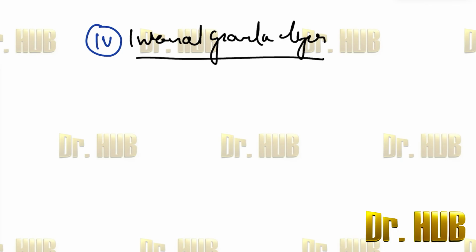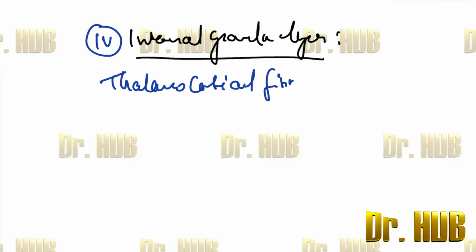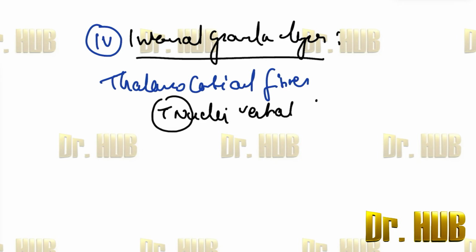Next we move on to the fourth and the fifth layer. So what happens in the fourth layer? Here the fourth layer is the internal granular layer. This internal granular layer receives the thalamocortical fibers, from the thalamic nuclei of the ventral type. That is, it can be from the VPL or the VPM nuclei. VPL stands for the ventral posterolateral, and VPM for the ventral posteromedial nuclei.